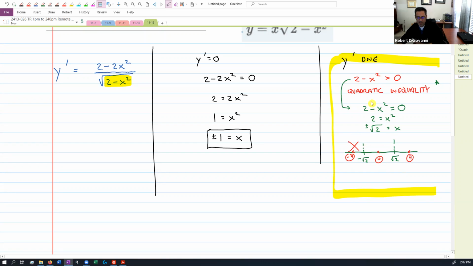If I plug 0 in here, it does work. And if I plug 4 in there, it doesn't work. Which means the only numbers you're allowed to have that make sense are things between, or x must be between negative root 2 and positive root 2. Got to be between here and here.